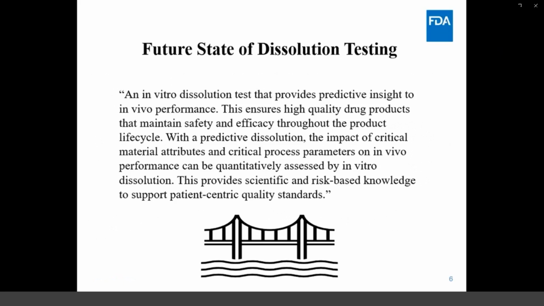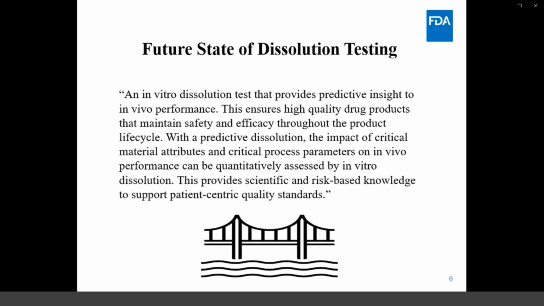I like to think when you start something, you want to keep the end in mind. So what is the end in mind for the future state of dissolution testing? OPQ management has stated an in vitro dissolution test that provides predictive insights to in vivo performance. This ensures high quality drug products that maintain safety and efficacy throughout the product lifecycle.